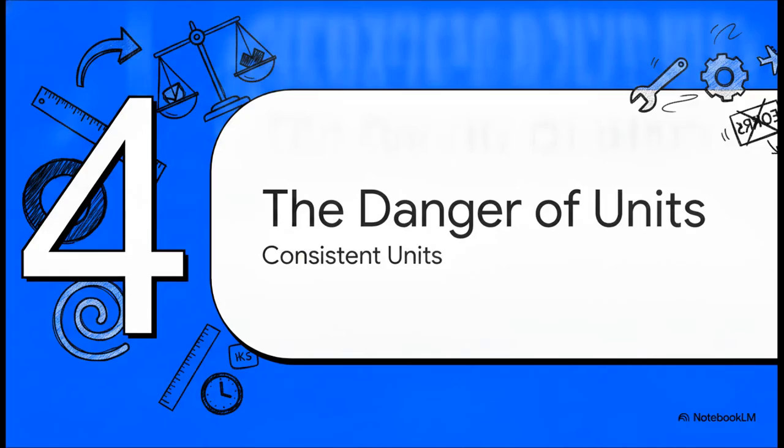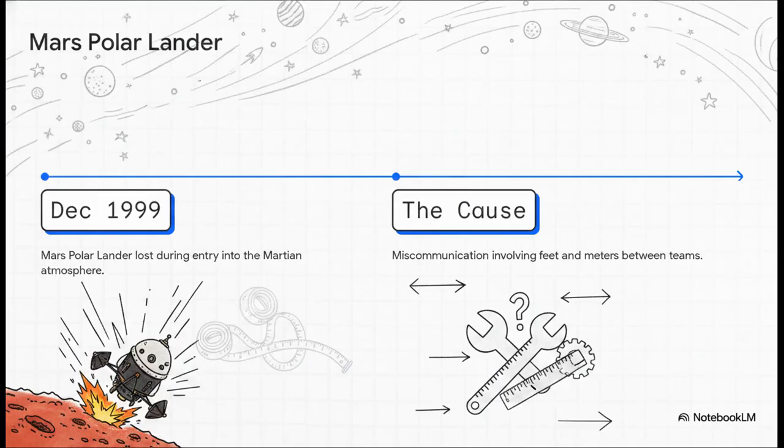Which brings us to section 4, the danger of units. Because look, understanding all this beautiful math means absolutely nothing if you mess up your physical units. I want you to think about 1999. The Mars Polar Lander traveled millions of miles through space, only to smash into the red planet. The math was right, the physics were right, the cause? One engineering team used English feet, while another used metric meters. Unit conversions are quite literally life or death multi-million-dollar parameters in aerospace. It is a big deal.